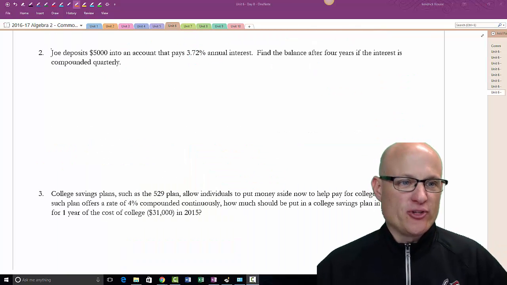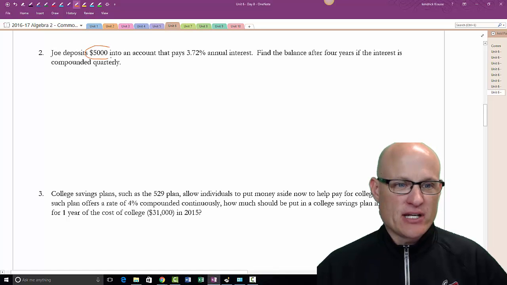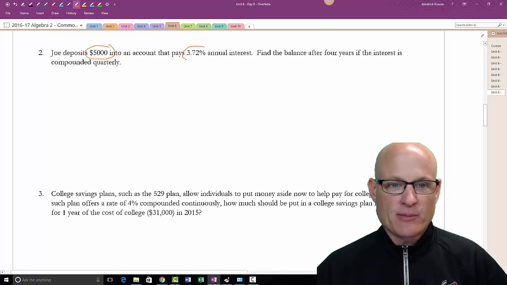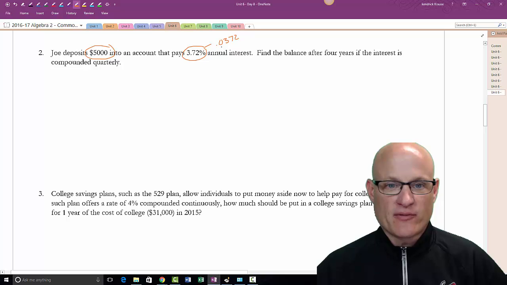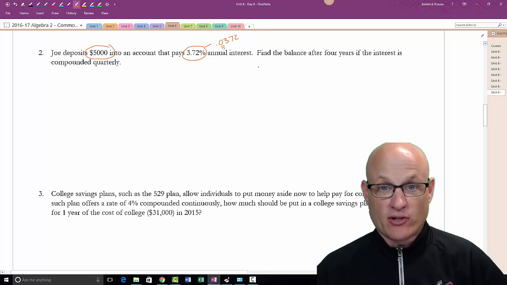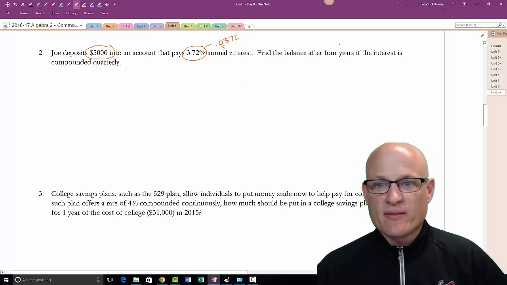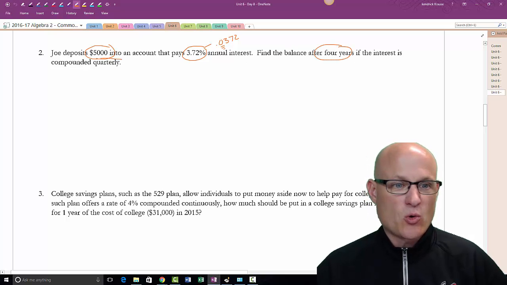Okay, we got Joe now. Joe's going to deposit $5,000 into his account. He's going to get paid 3.72% interest, 0.0372. Remember, if it's less than 10, it's going to be 0.0. Don't forget that fact. Find the balance after 4 years if the interest is compounded quarterly.